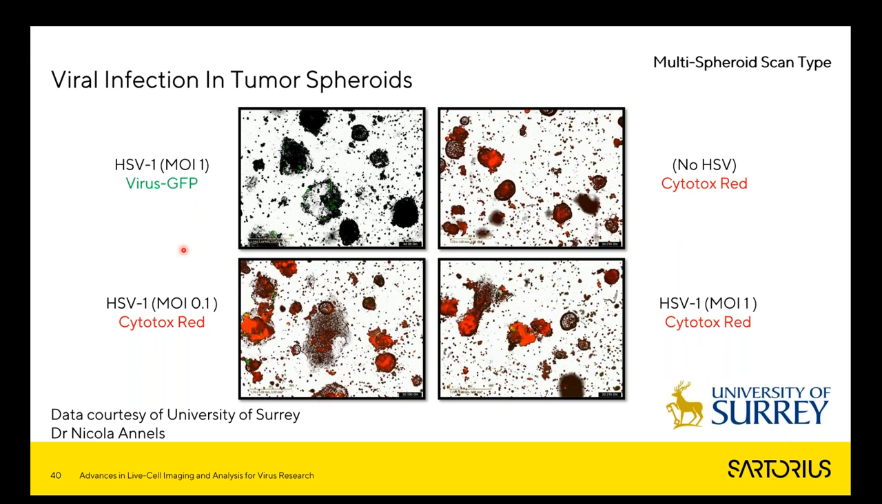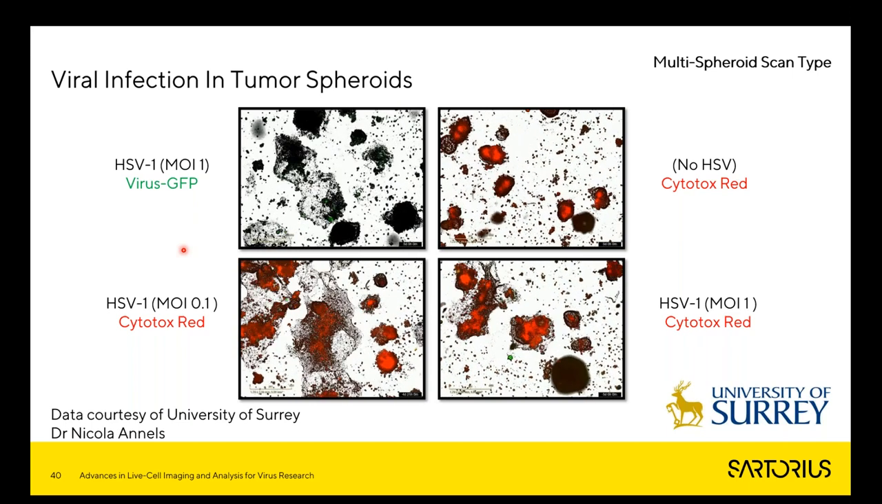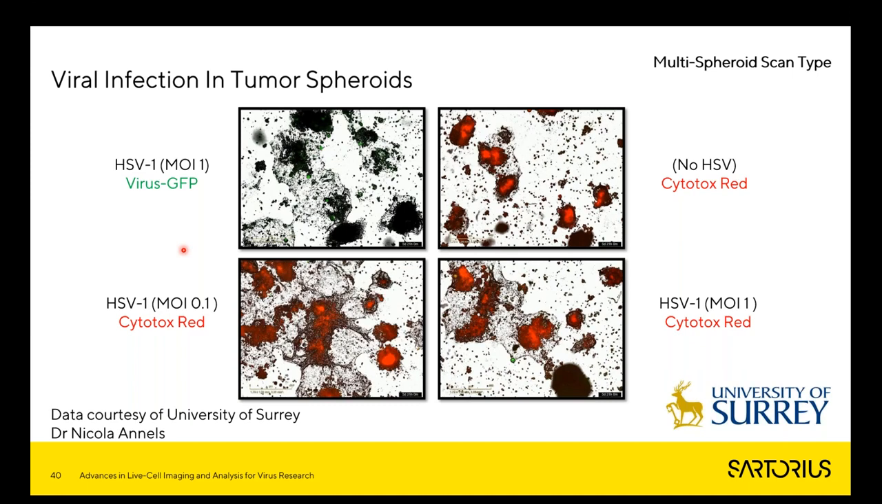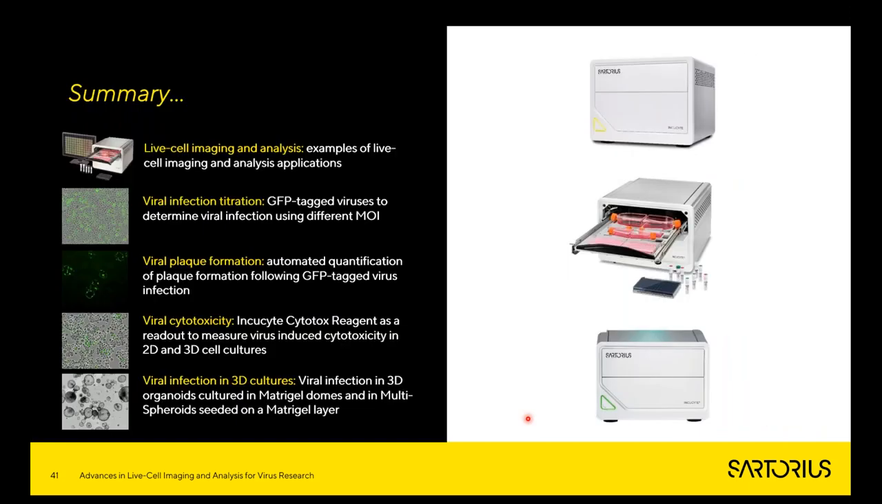So the real benefit of being able to capture 3D structures like organoids and spheroids on the Incucyte ultimately allows users to also use physiologically relevant models to study viral infection and host-virus mechanisms. This brings me to the summary slides, which outline all the different topics that we covered during today's webinar related to virus research, using different types of approaches to study the kinetics of virus-host interactions and even functional studies in real time.